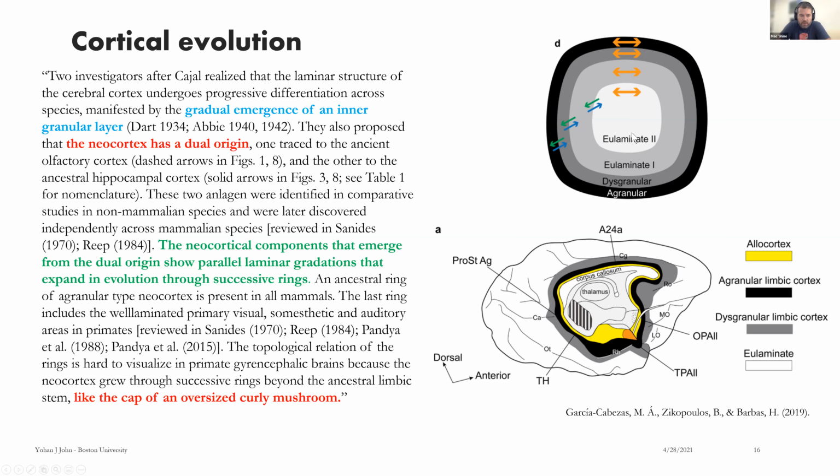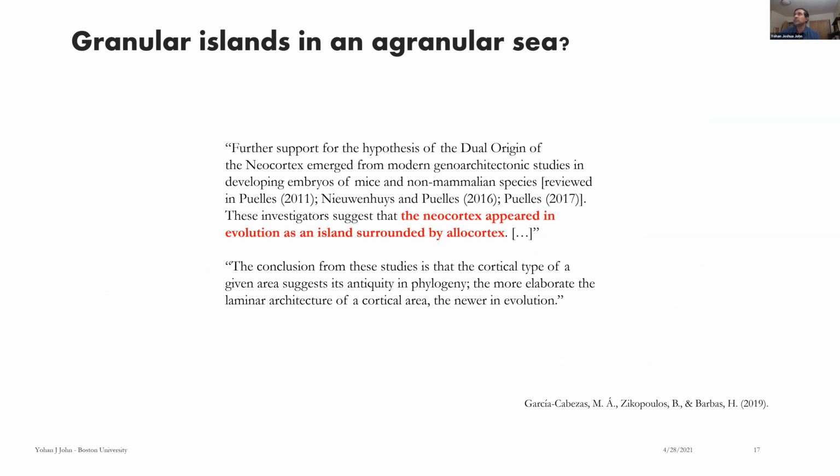That's very similar to what Puella says as well, right, Paul? Yeah. So there was a synergy of this idea and what Puella is saying. It's this idea that you have this agranular sea of cortex. The neocortex appeared in evolution as an island surrounded by allocortex. And the idea is that that particular idea just carries on, that a more elaborated cortical area shows up within, but only in this topological sense, because the volume of those things that are within are much larger.